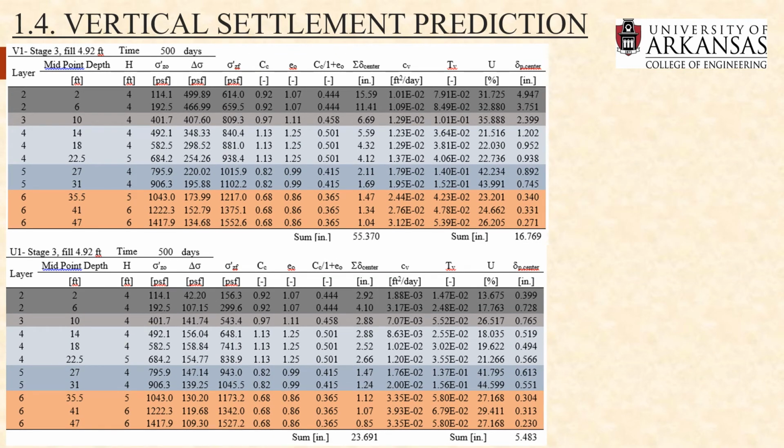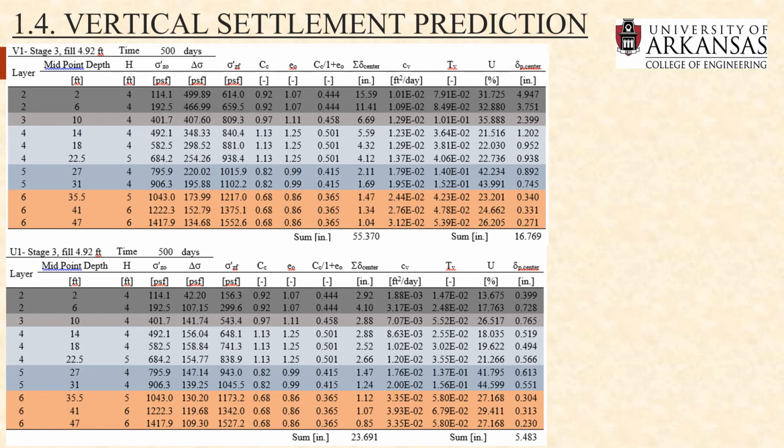Now we are confident with our soil parameters, so we're going to use that information to calculate the vertical settlement at the center line and at the top of the embankment after 500 days. The top one is at the center line and the bottom one is at the top of the embankment. The degree of consolidation is approximately 31% and a settlement of 16.8 inch is expected.